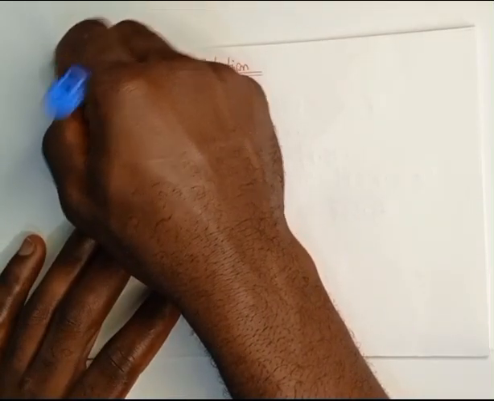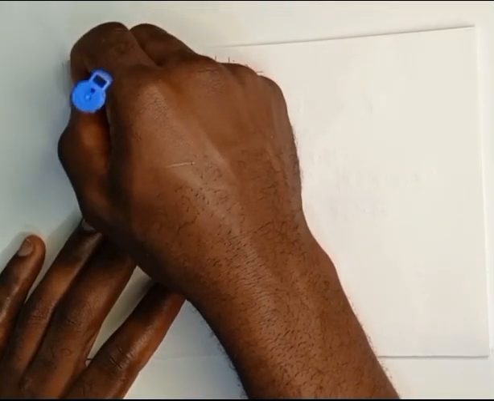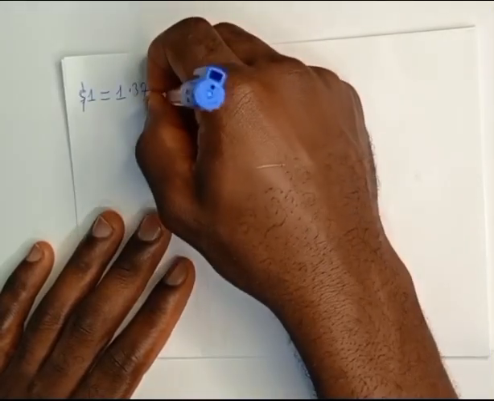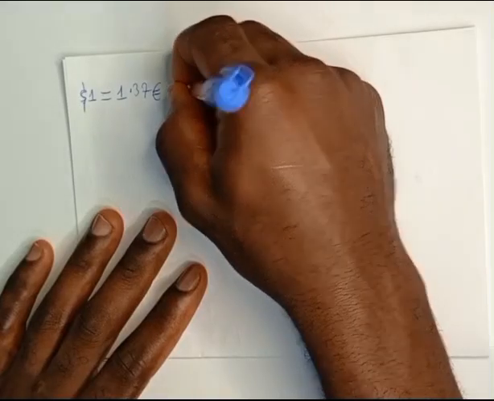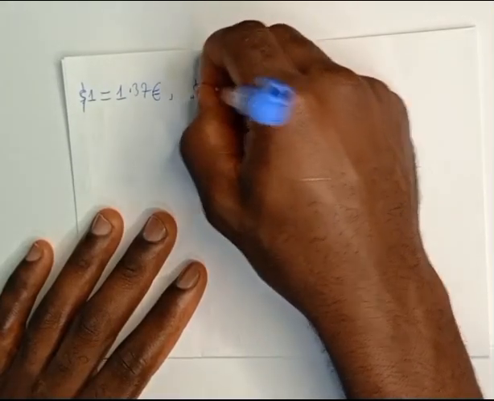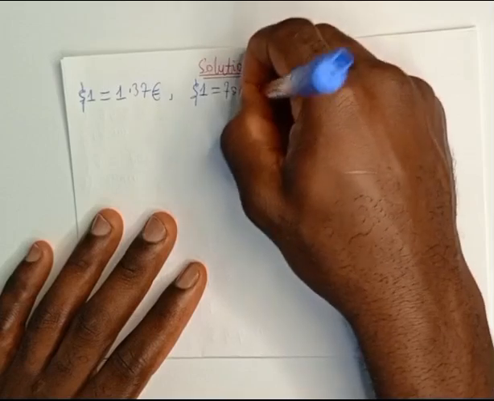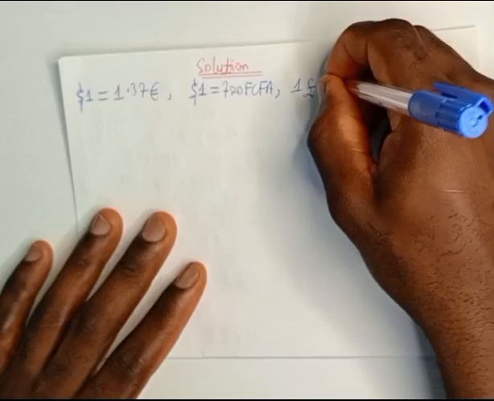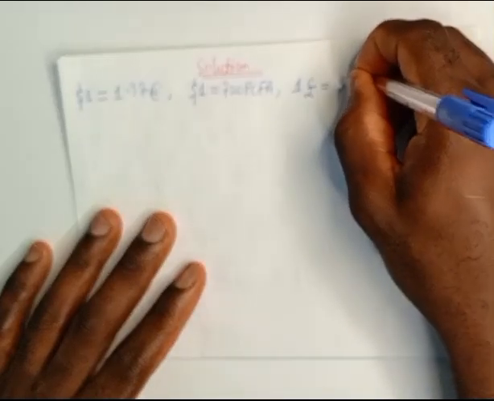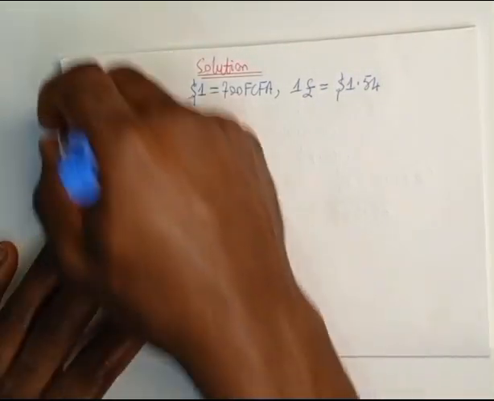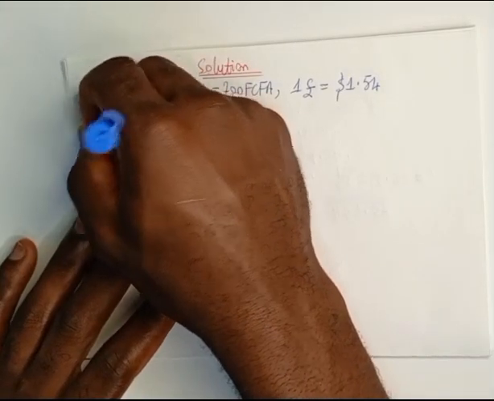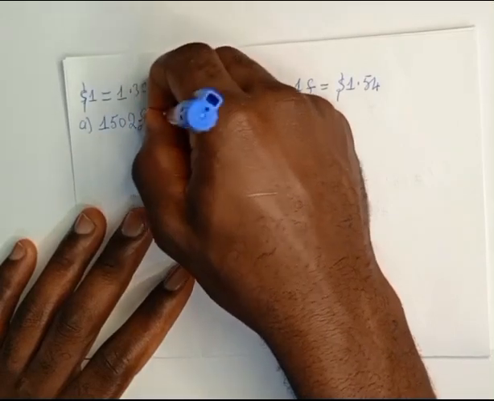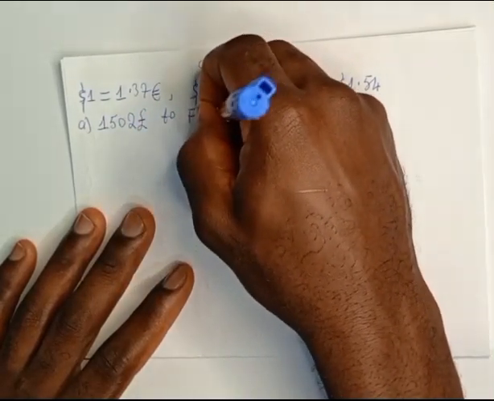First, we are going to start by writing down the exchange rates. We have been told in the question that $1 is 1.37 euro, $1 is equal to 700 francs CFA, 1 pound is equal to $1.54. For question A, we have to convert 1,502 pounds to francs CFA.